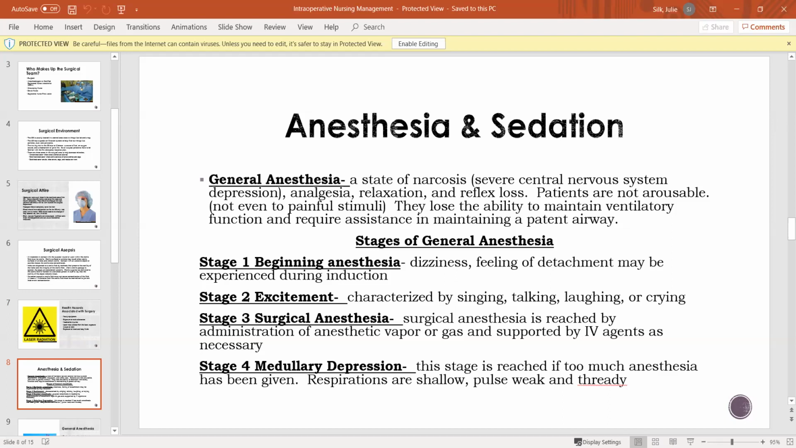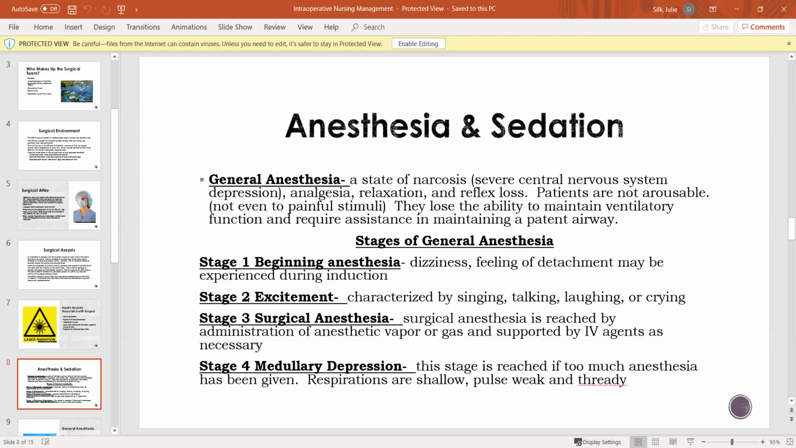They lose the ability to maintain ventilatory function and require assistance with maintaining a patent airway. This means they have to be on a ventilator. Everyone who has general anesthesia is put on a ventilator because they can't breathe on their own. They lose all of their reflexes. So if you ever have to have surgery and they tell you you're going to have general anesthesia, you can expect that you will be intubated and be on a ventilator for a certain period of time.